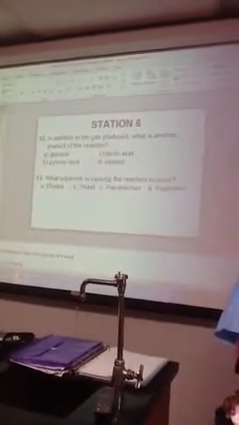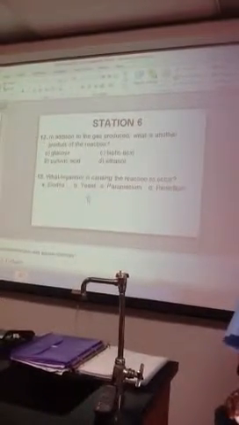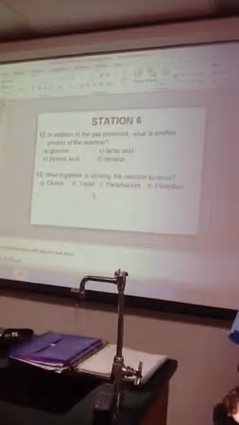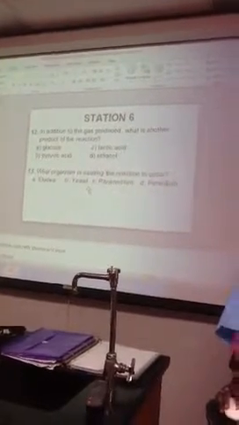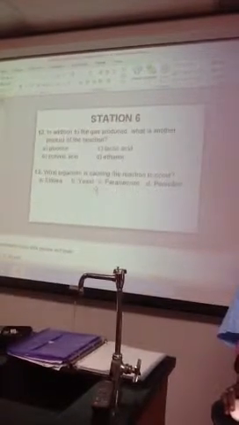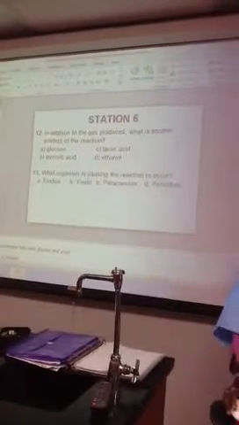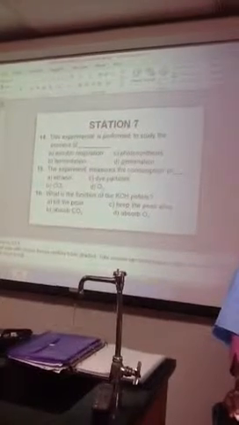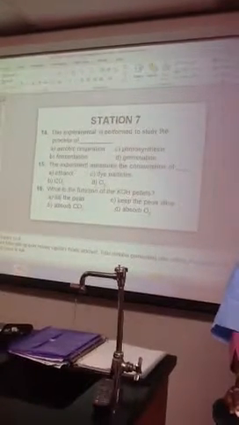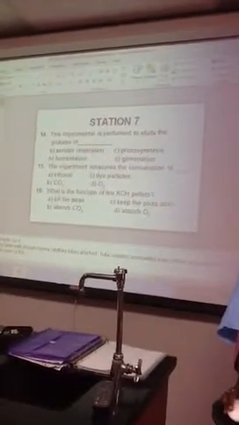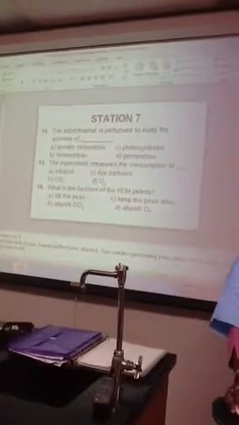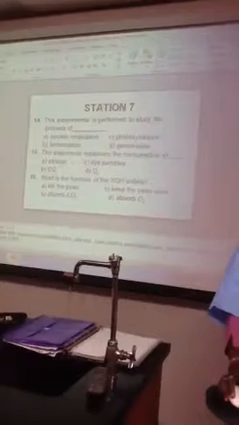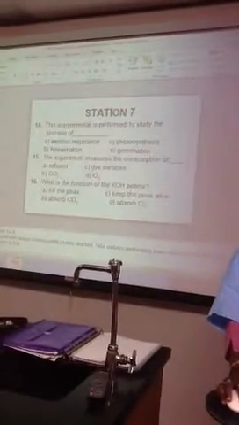What causes this reaction? What reaction will this be if you look at the answers? The yeast. Yeast is in what process? Fermentation. Okay, ethanol and CO2 is the same thing we just talked about.